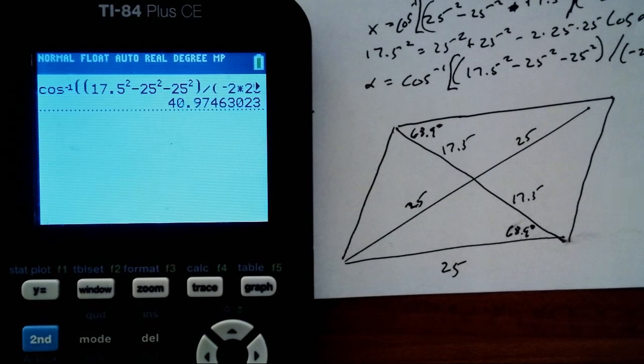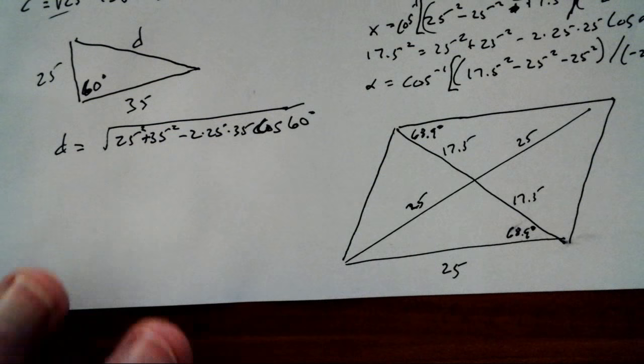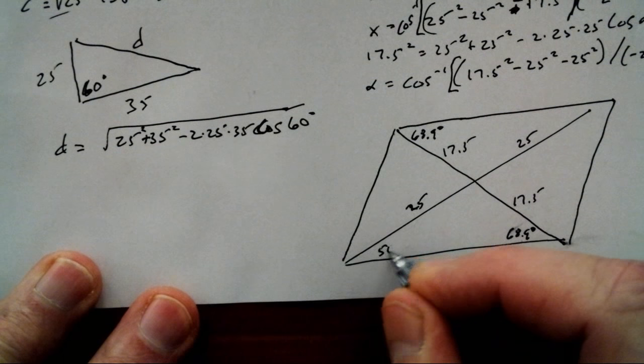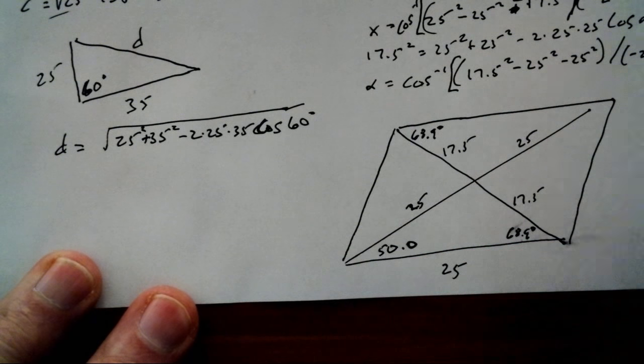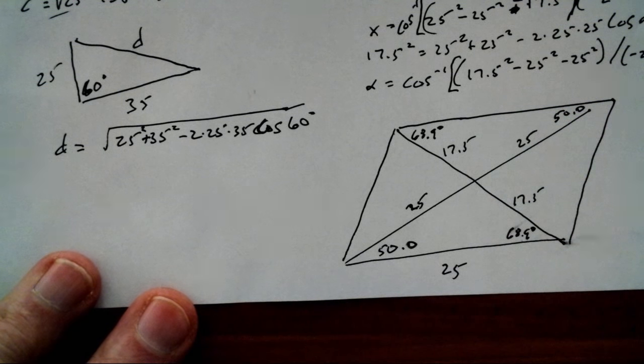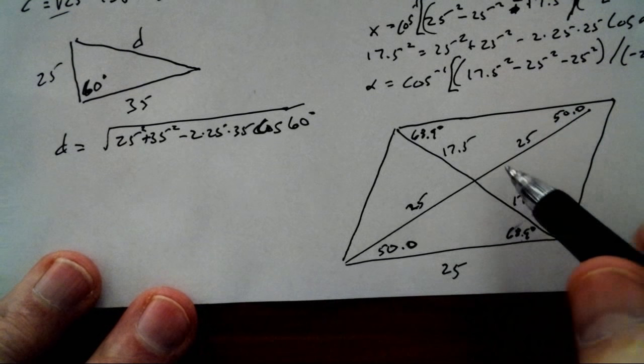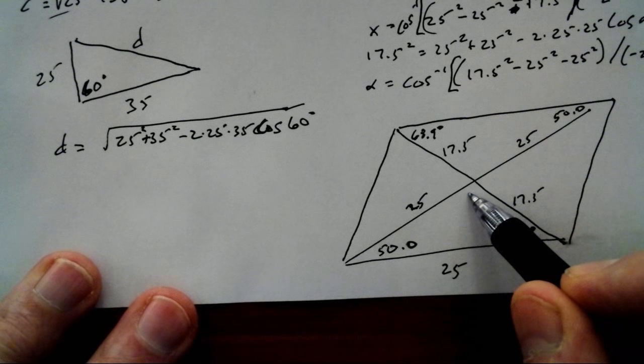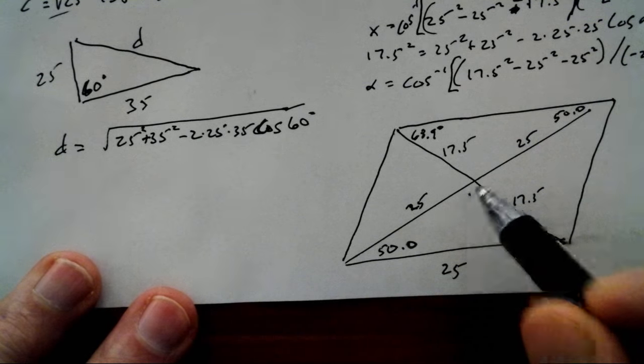And we get 40.97 or 50.0 if we round. So 50.0 is this one. And if that's 50.0, that's 50.0. And I think we're in business now. Let's take a look. Would I know this angle? I'd know this angle. Do I know this one in here?